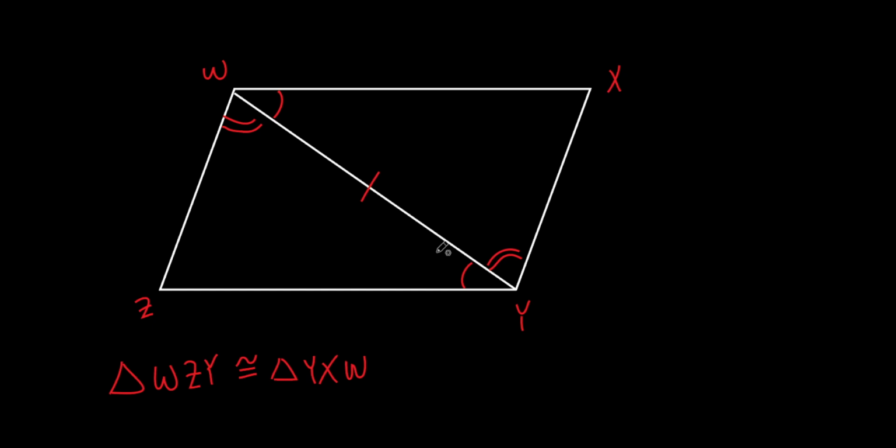Everybody see that? So when it says write the congruent statement, you have to write it in the correct order. You can't just pick up any order. If you go WZY on this, you have to go YXW on the next one. The W and the Y have to match up. The Z and the X have to match up. And this Y and this W have to match up.